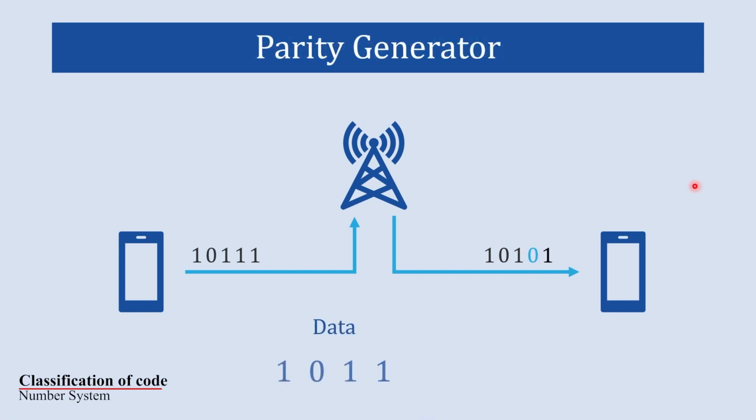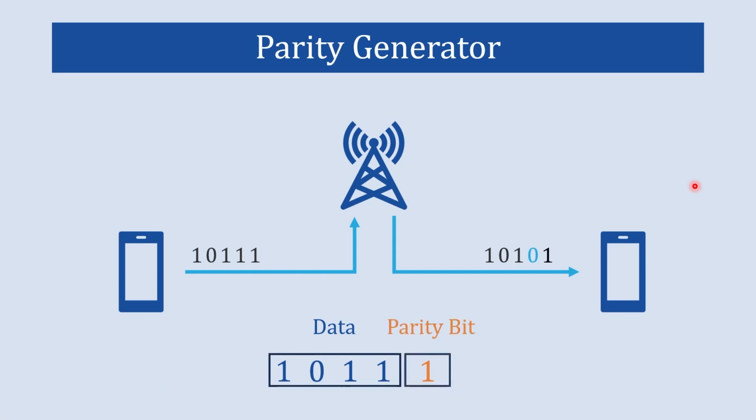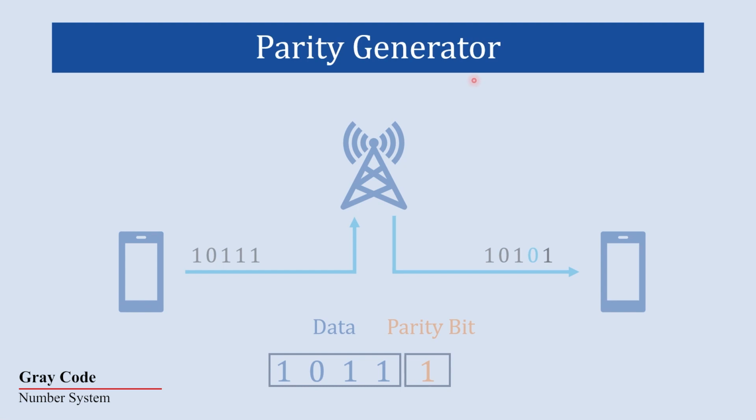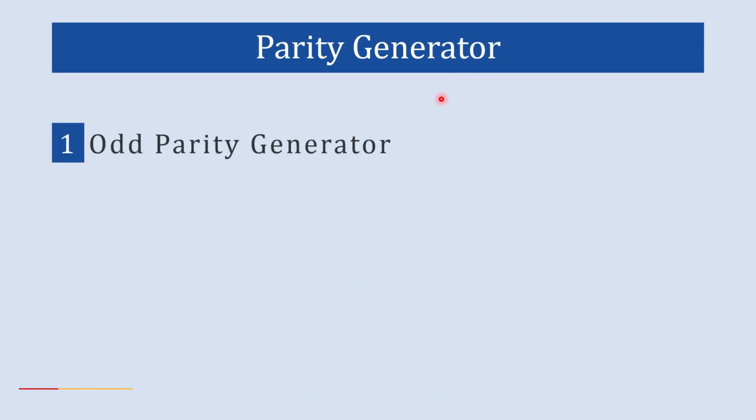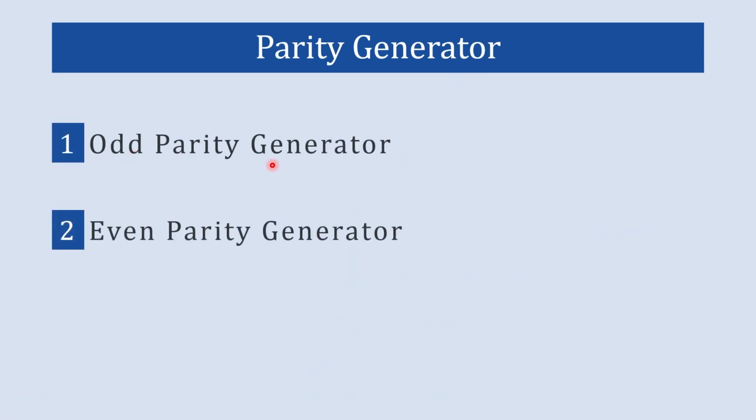In our previous video, we have seen how to detect error using parity code. But in order to send a parity bit with our data, we must generate a parity bit for our data. So in order to generate a parity bit for our data, a parity generator is used. Basically, parity generators are of two types: odd parity generator and even parity generator.